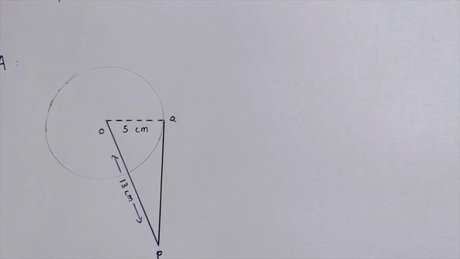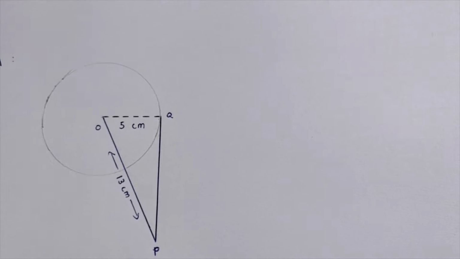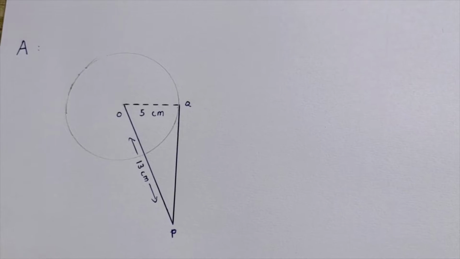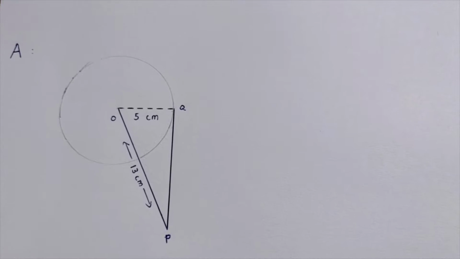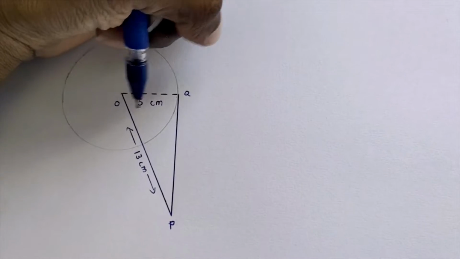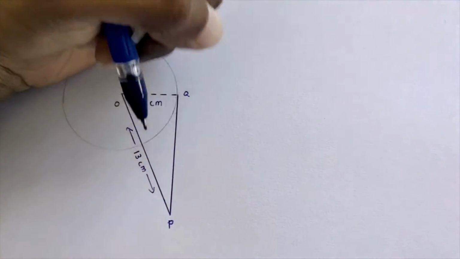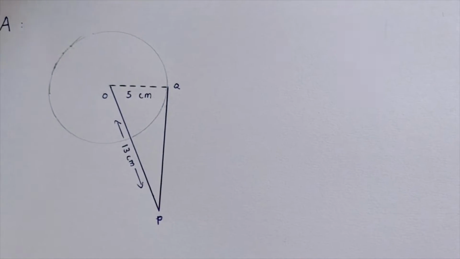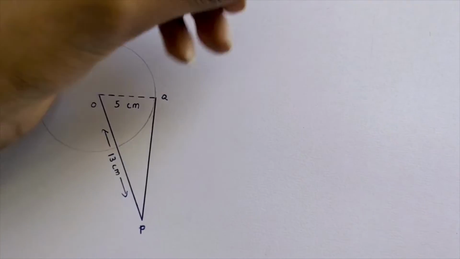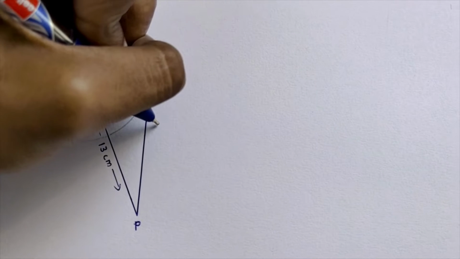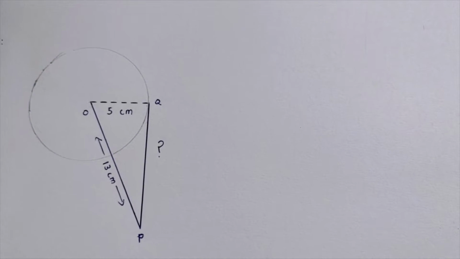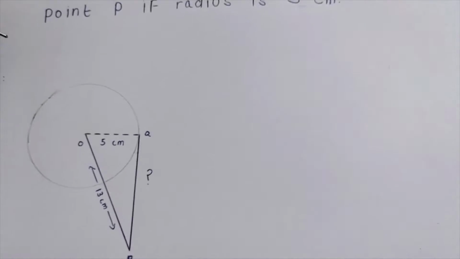In this diagram, I recapitulated everything that's part of the question. So we have a circle with radius 5 centimeters and a point P which is 13 centimeters from the center, which is O. And we also have a tangent drawn from point P, which is PQ. So we know the values of OP and OQ, and we're trying to find the value of QP, which is the tangent length.